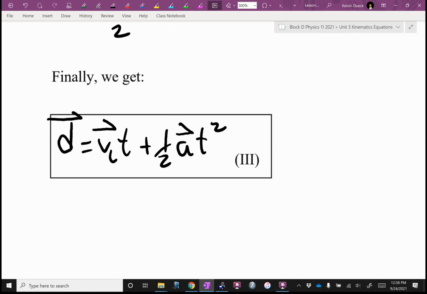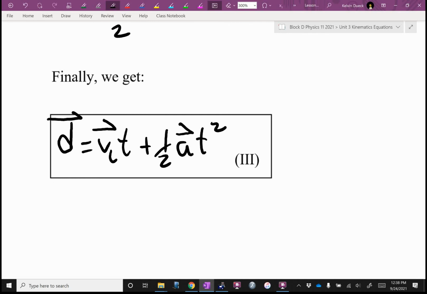This here is probably the most useful equation because it combines two. It's also the toughest one to work with. Who are my grade 12s here? Because it's a quadratic. The grade 11s don't know what that is yet, but see the squared? Spoiler alert. It's a quadratic.